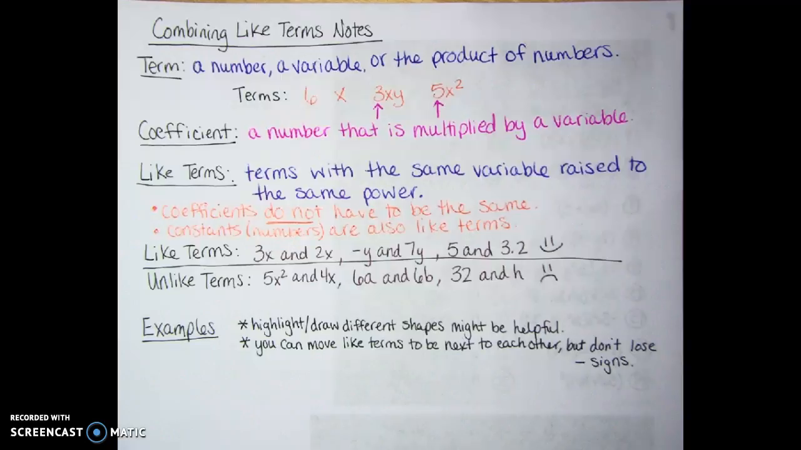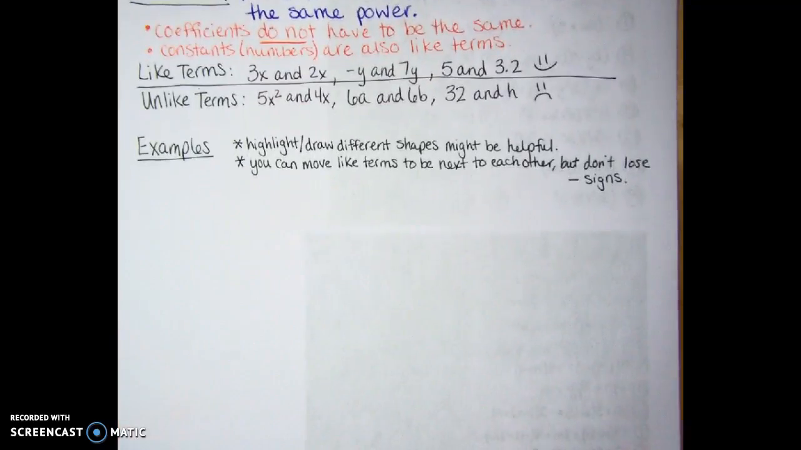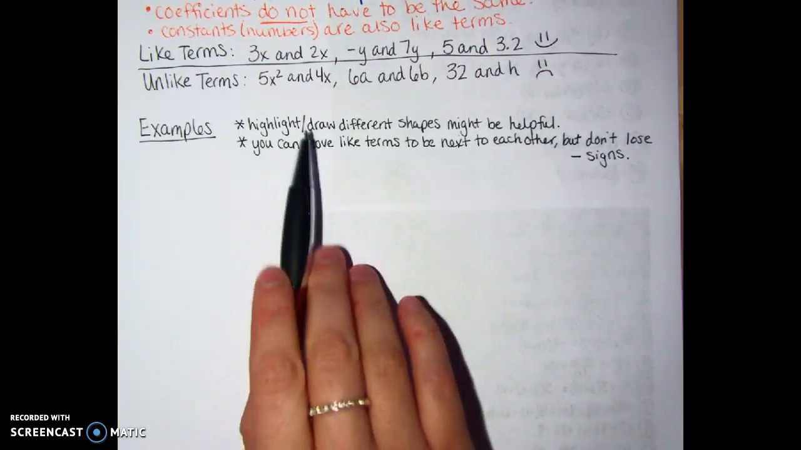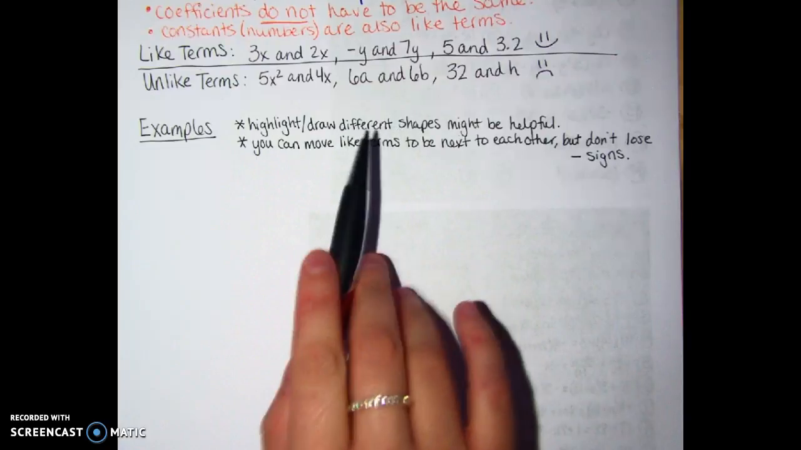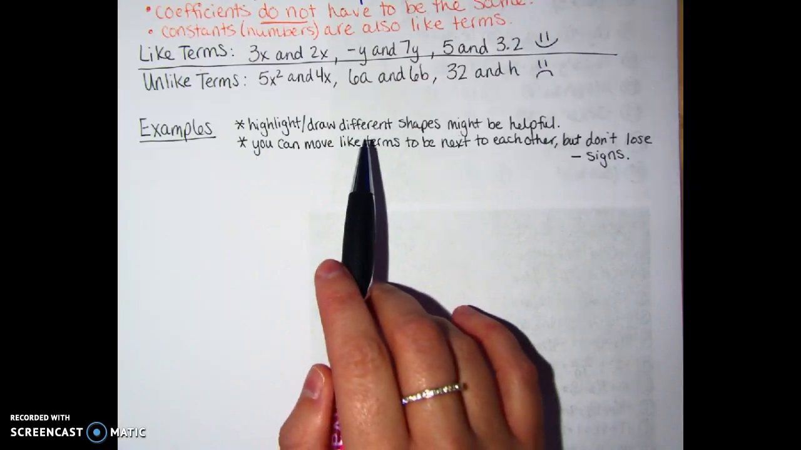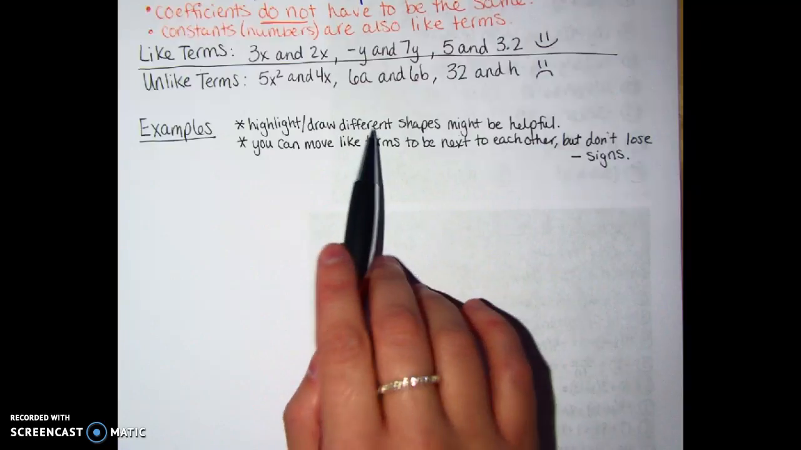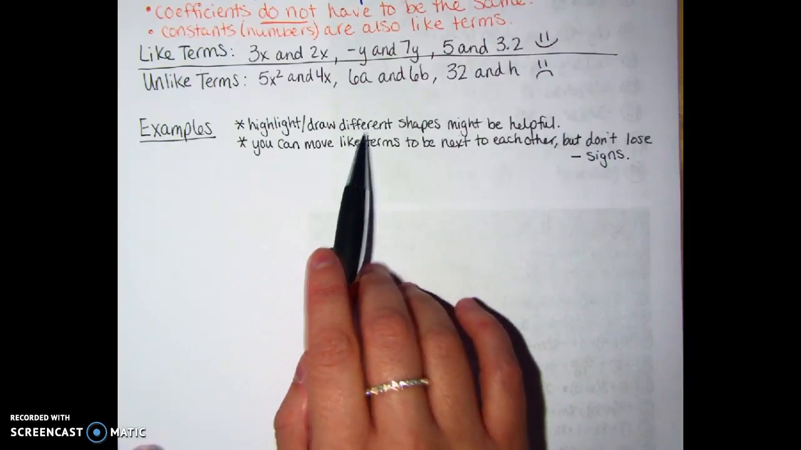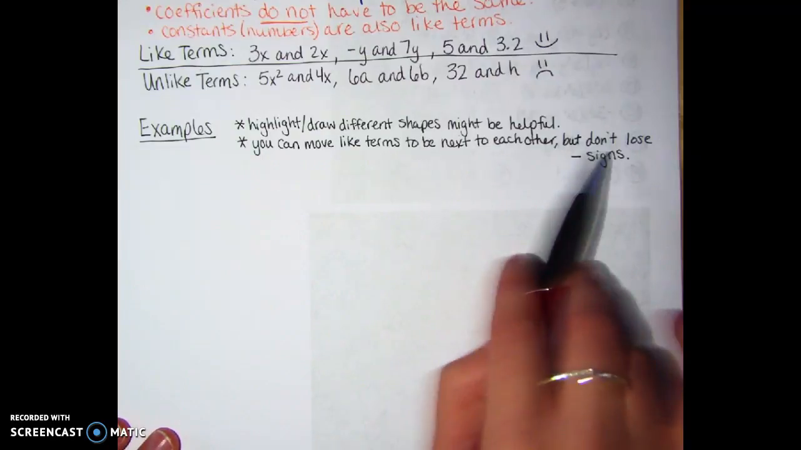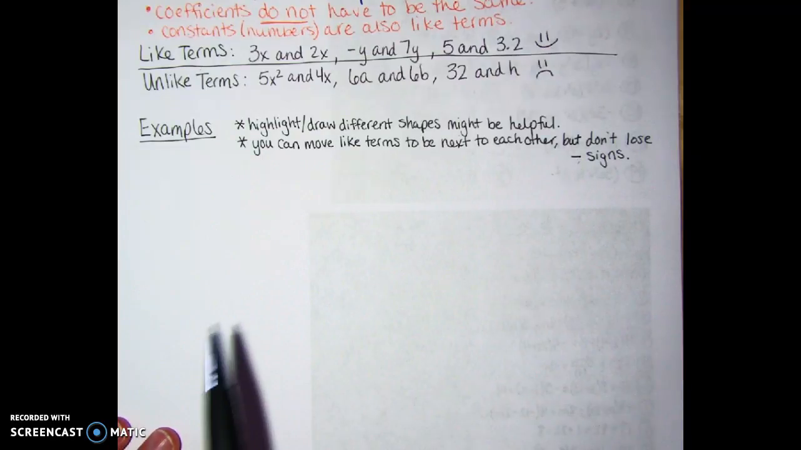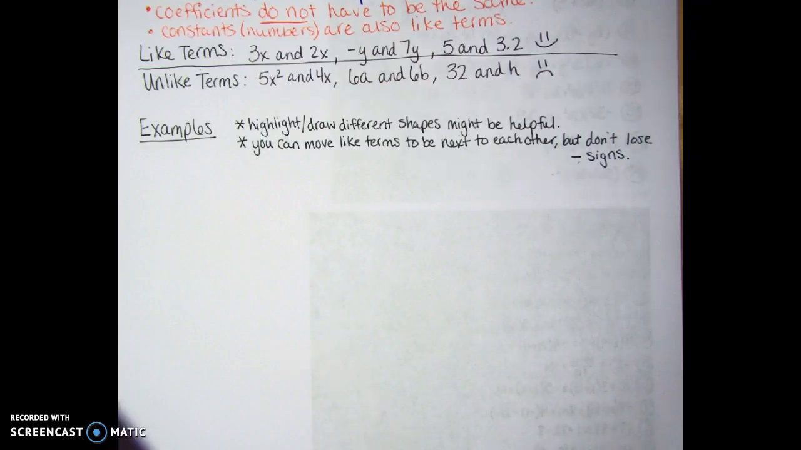Okay, let's do some examples now. I did write a couple hints. Some of you might have learned to either highlight like terms or draw different shapes around like terms. It might be helpful to you. I think I'll do different shapes on a few of them. And then it says you can move like terms to be next to each other, but don't lose the negative signs. I will be doing that in a couple as well. So let's go ahead and look at some examples.